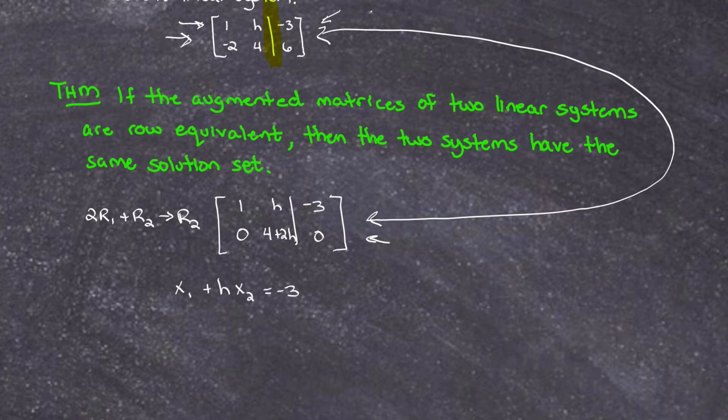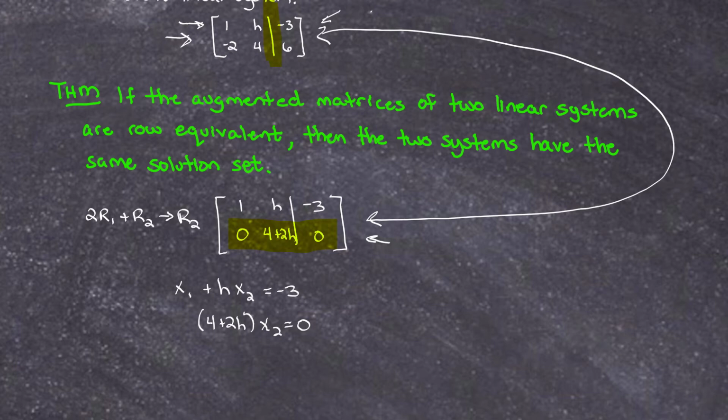Actually, to be very honest with you, that row plays no role right now in this question. It's the second row that's critically important. We have a coefficient on x sub 2 of 4 plus 2h, and that is supposed to equal 0. Again, that's because we have this row, 0 x sub 1 plus 4 plus 2h times x sub 2 is equal to 0. Well, we're asked, when is this going to be consistent?